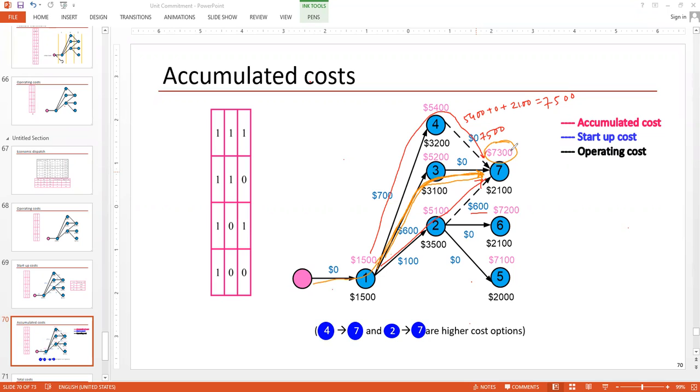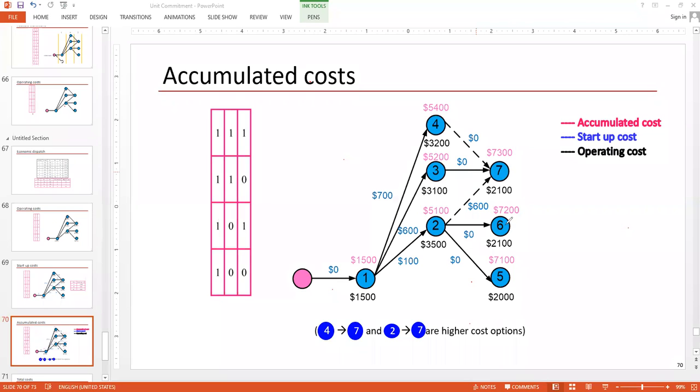Okay. That's why you see only one value written there. And the 2 higher cost trajectories are actually shown by dotted lines. The 7300 is the one followed in this manner. Okay, from initial status to 1, from 1 to 3, from 3 to 7.